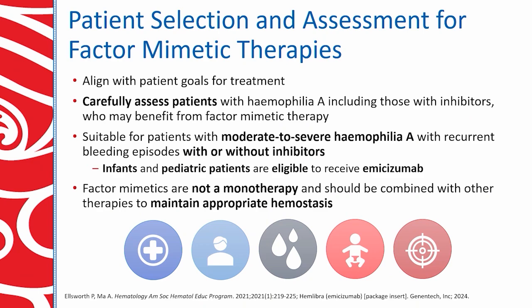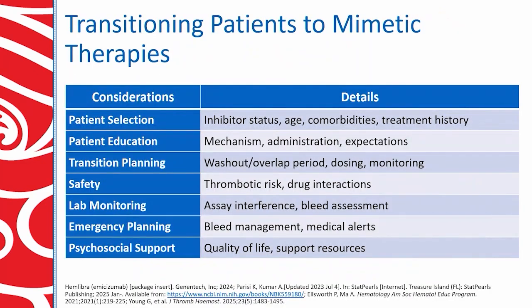With the first generation of factor VIII mimetics, they can also be used in infants and pediatric patients. And we see here really a quick uptake, at least in the region where I have an overview here. And I think one important consideration is that factor mimetics are not a monotherapy. So they are used for prophylaxis, but they might be combined with other therapies to maintain appropriate hemostasis, especially in certain settings when people develop breakthrough bleeds or in the setting of surgery.